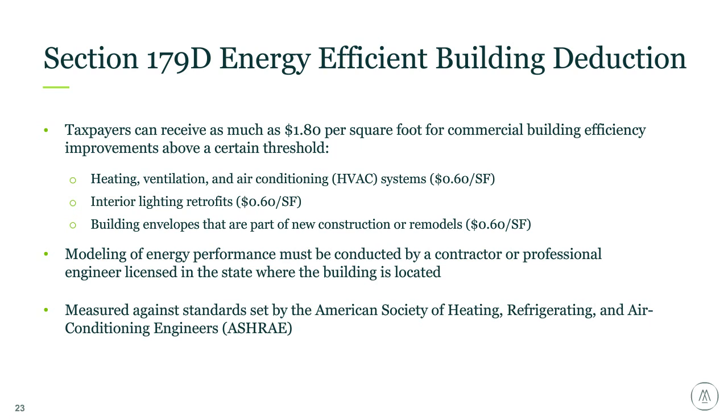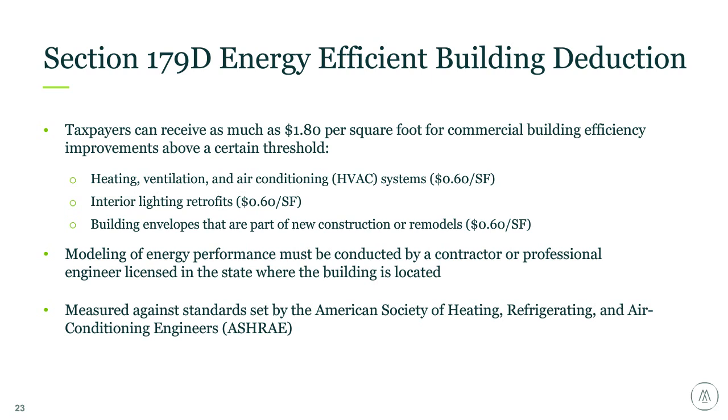So let's say you had a 100,000 square foot building and you qualify for all 3 deductions at $1.80 per square foot. Your total Section 179D deduction would be $180,000. So pretty simple calculation. Taxpayers can also claim the deduction for just 1 or 2 of the per square foot deductions, depending on the type of work completed. So for instance, if you just had an interior lighting project only, you could receive 60 cents per square foot just for that project alone.